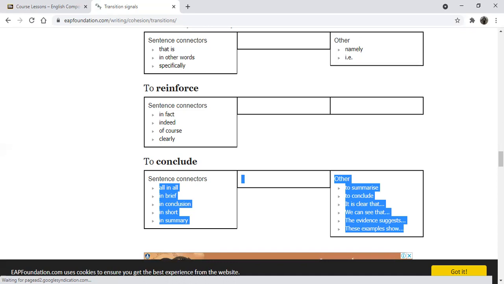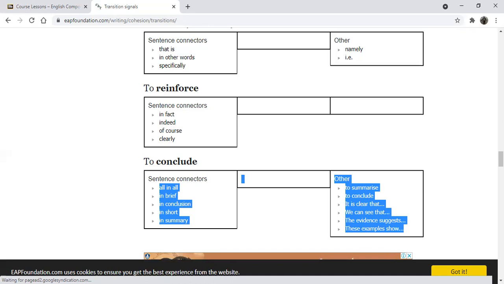Signals used to give an example. For example, for instance, in this case, such as, which is usually followed by nouns, like, an example of, followed by gerund or noun, to demonstrate.